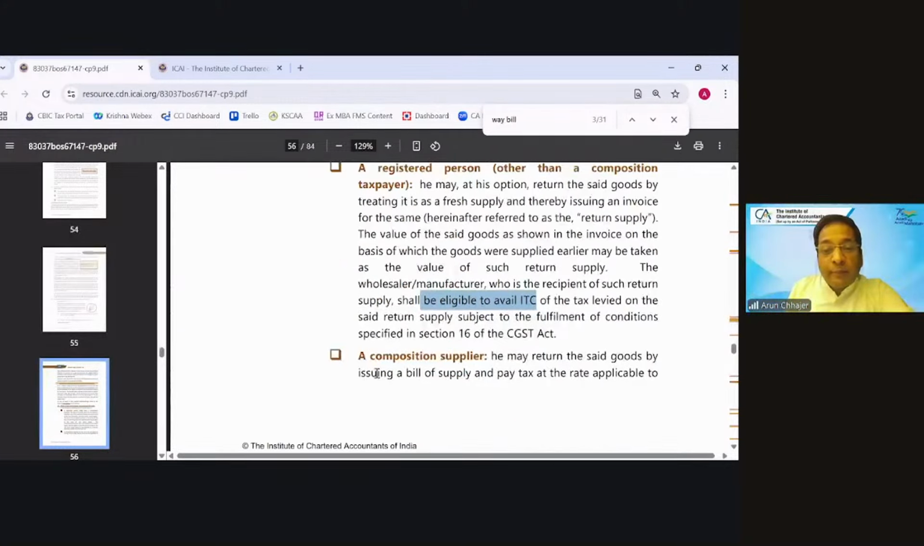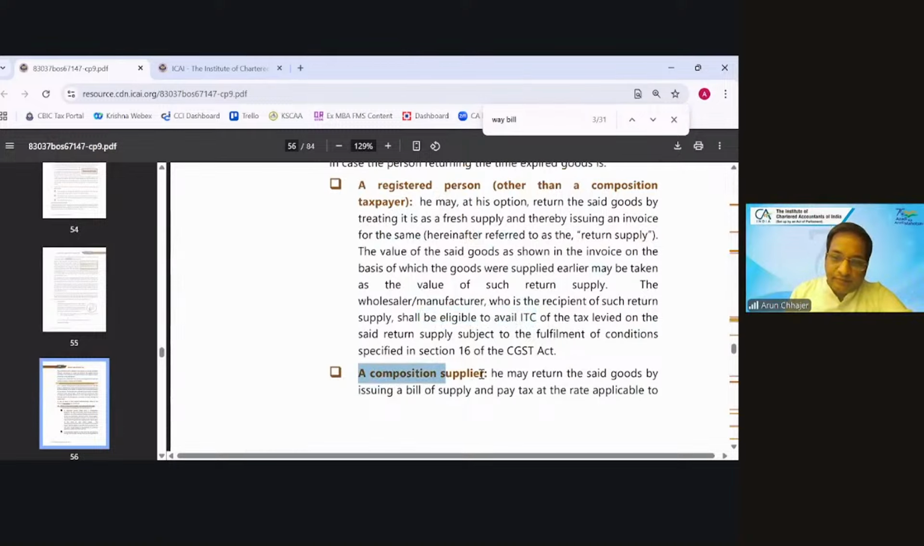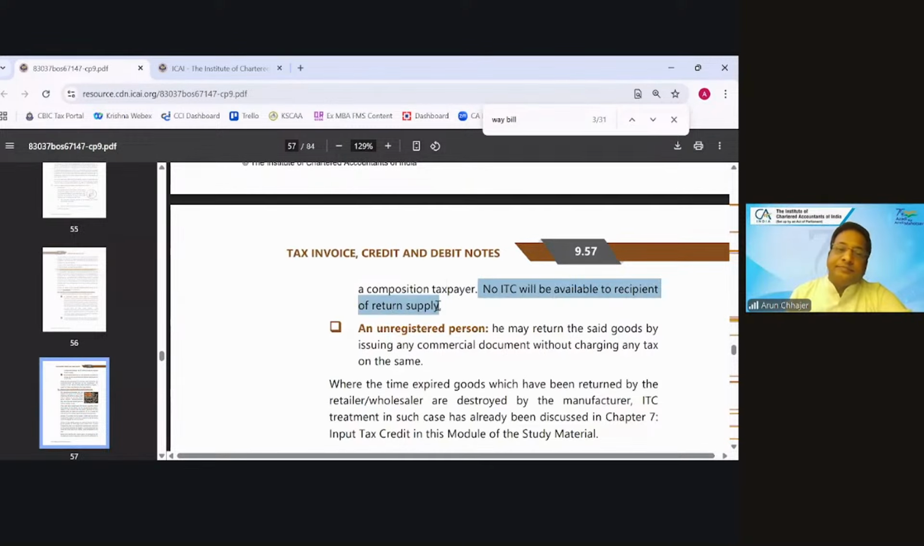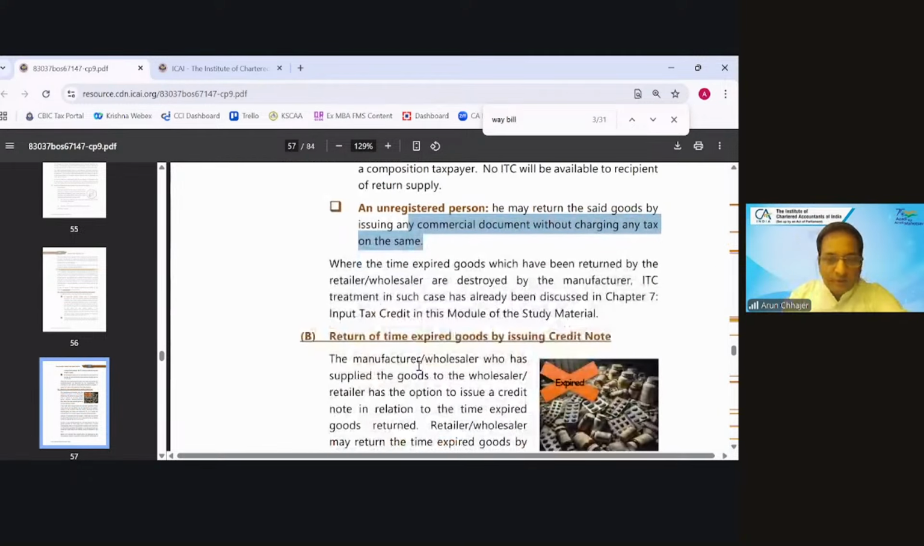Now, a composition dealer may return the goods by issuing the bill of supply and pay the tax at the rate applicable to the composition dealer. No ITC would be available to the recipient. An unregistered person may return the goods by issuing a commercial document without charging any tax on the same. There are three possibilities only, right?